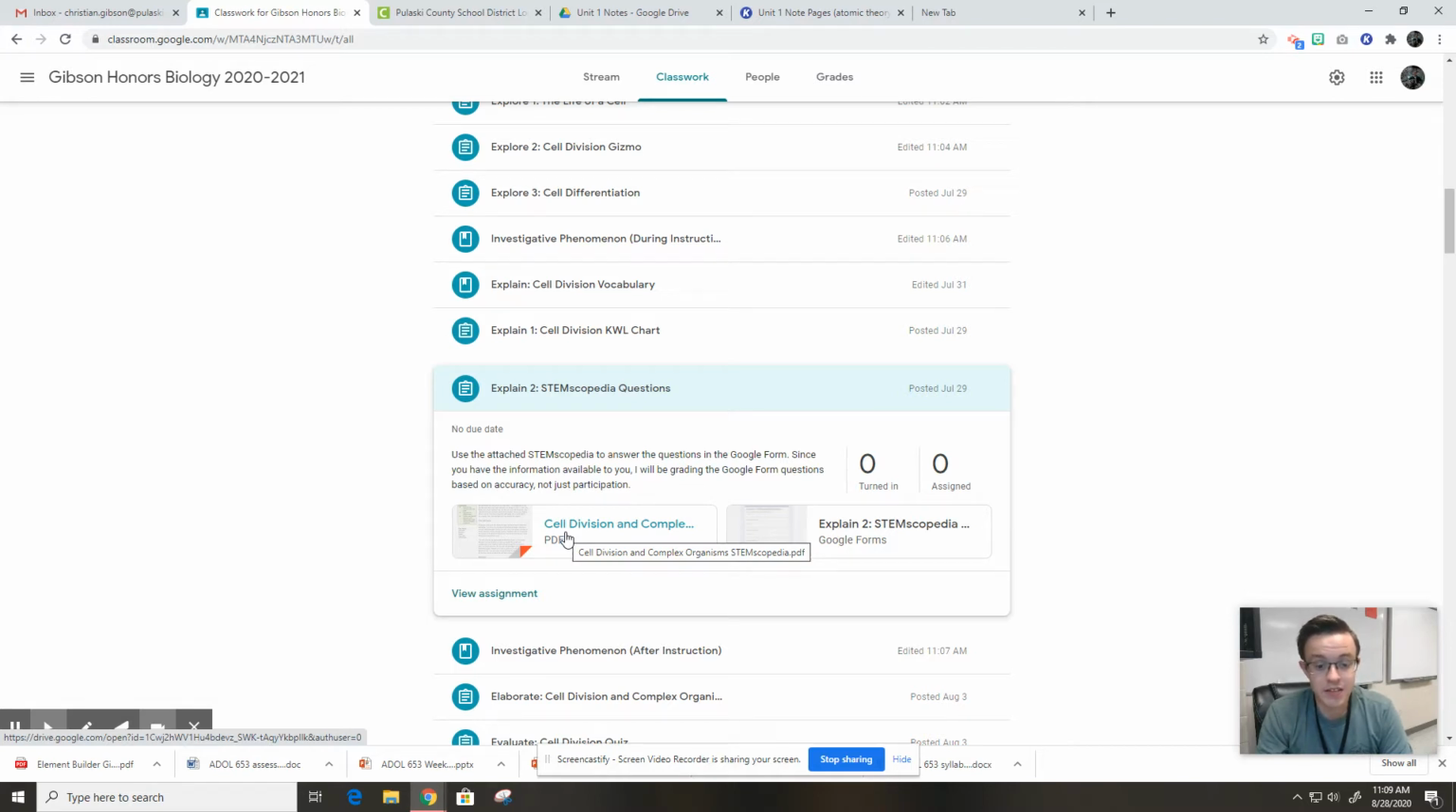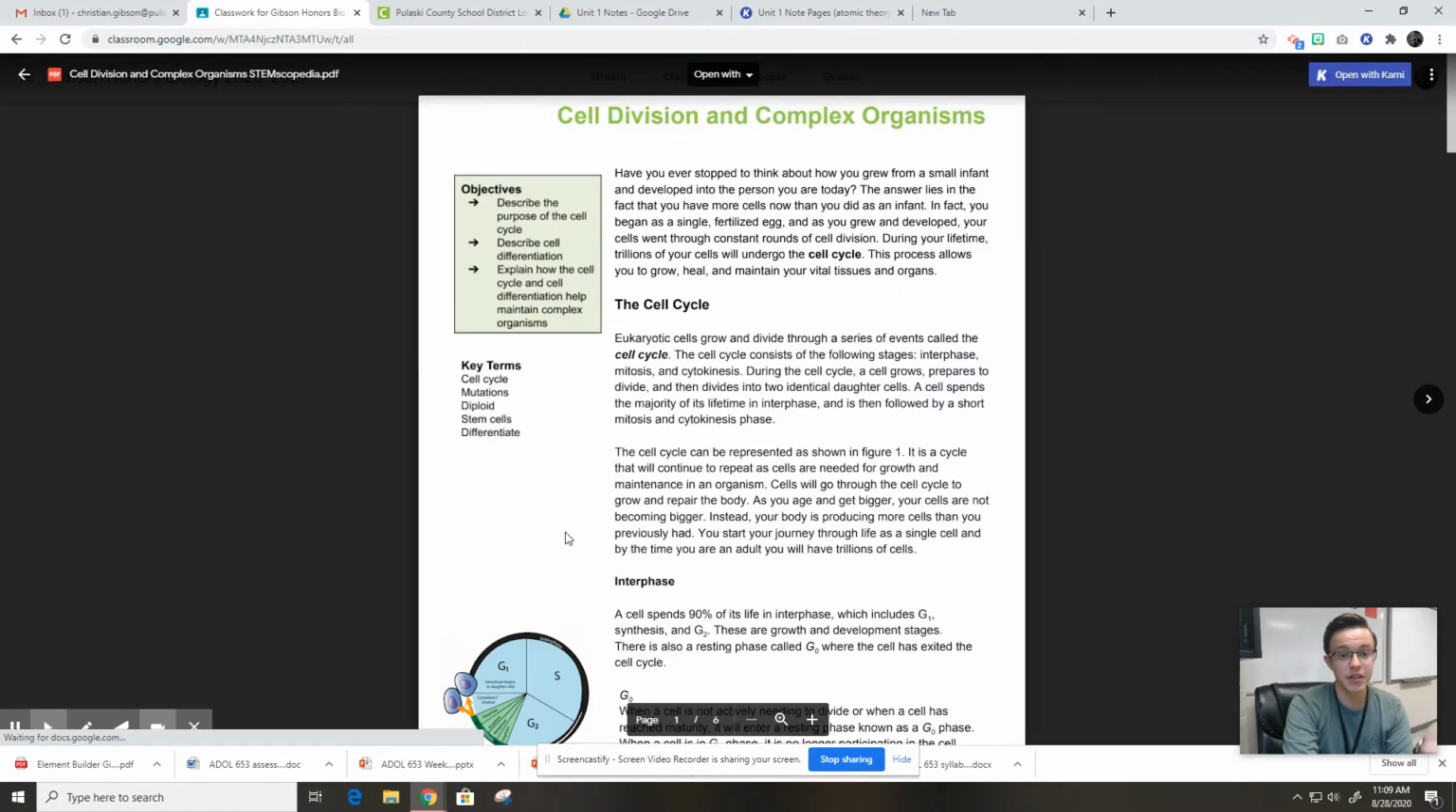Now, this is towards the end of this topic, and you also have all of this information available to you in order to answer these questions, because you're going to use the Stemscopedia to answer the questions. So I will be grading these on accuracy, not just effort, not just participation. They will be graded whether you got the questions right or got them wrong. Okay, so make sure you're paying attention and you're putting a lot of effort into this to get the answers right. So again, here's the Stemscopedia.